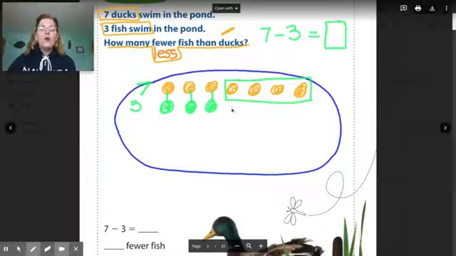there are four fewer fish. That's a tongue twister. Four fewer fish than ducks. There's four fish missing. Don't be laughing. I can hear you laughing. You're cracking me up. So 7 take away 3 is 4. How many fewer fish than ducks? There are 4 fewer fish. So down here, make sure you fill in your blank. Phew, that was a tongue twister.